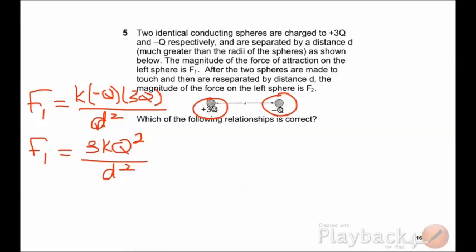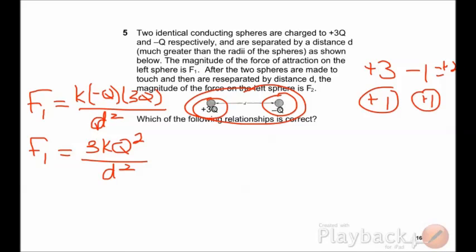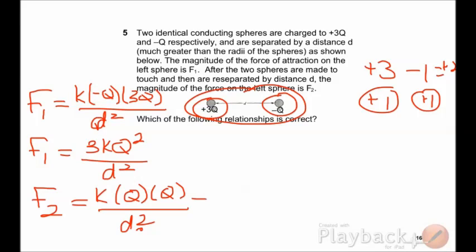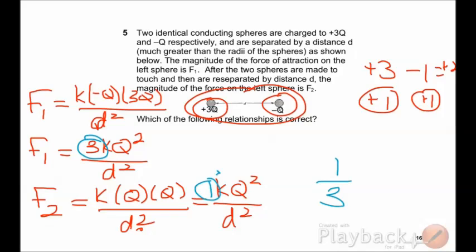Now if they touch, then you have a positive 3 touching a negative 1. Your overall charge is positive 2, which means they'll both have a charge of positive 1 in the end. So I'm going to call it F2 is equal to k times 1q times 1q divided by d squared. So that is equal to kq squared over d squared. The difference is a factor of 3. So it's actually going to be a third of F1.